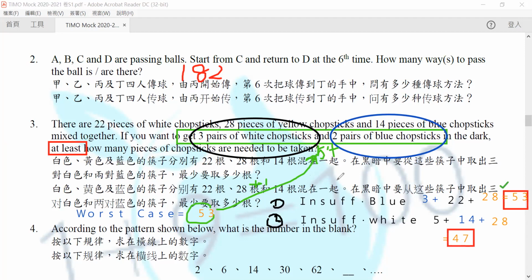Are there any questions for question 3? The answer is 54. Now, if no, now we will go to question 4.